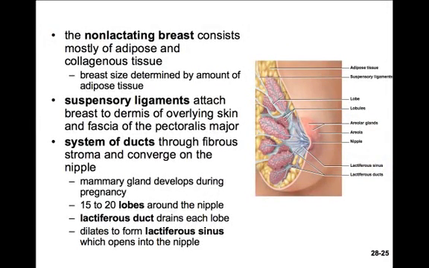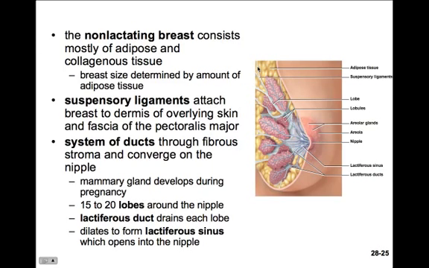In the non-lactating breast, we see mostly adipose tissue. This is an image of a lactating breast, where we can see full development of the mammary tissues. Breast size is determined simply by the amount of adipose tissue, of course, unless there's an augmentation with a bag of saline. The suspensory ligaments attach the breast to the dermis of the overlaying skin, as well as to the fascia of the pectoralis major.